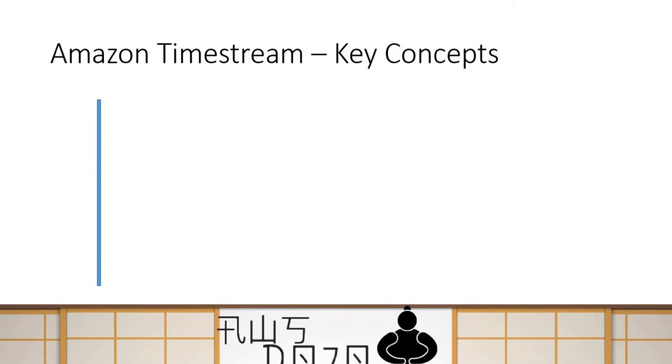Now, let's understand some of the key concepts of how this whole time series database looks inside Amazon. To be honest, this is a very sleek and simple service, yet very powerful. I really like it. I played with it for some time, and I really love this service as a way to store your time series data. So let's understand now the key concepts.